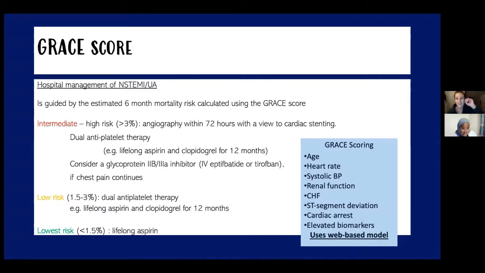That's for the nasty ones, you don't need it for all. That's more if the chest pain continues. That's not given to everyone. And then our low risk would have the dual antiplatelet therapy, lifelong aspirin and clopidogrel. And then the really, really low risk would have aspirin. This is at a lower dose. This would not be 300 milligrams of aspirin. This would be the 75 milligrams.